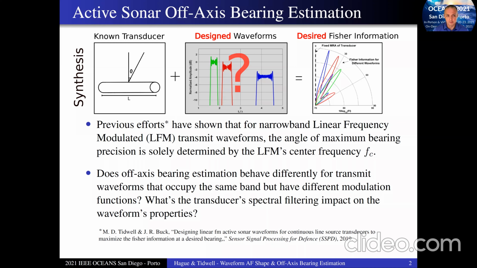Now, previous efforts by my colleague Matt have shown that for narrowband linear FM waveforms, the angle of maximum bearing precision is solely determined by the LFM's center frequency. What we wanted to look at in this talk was what happens if we transmit different types of waveforms. They may have different ambiguity function shapes and different types of modulation functions. Is there any impact on the off-axis bearing estimation problem?